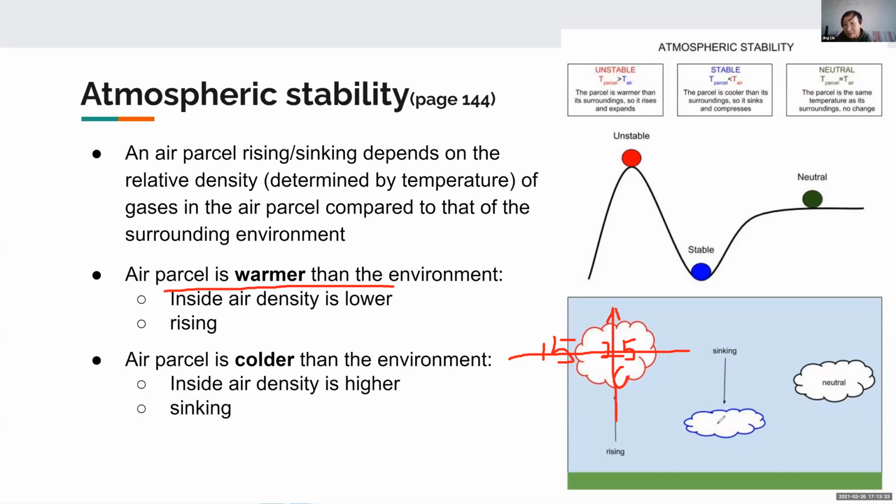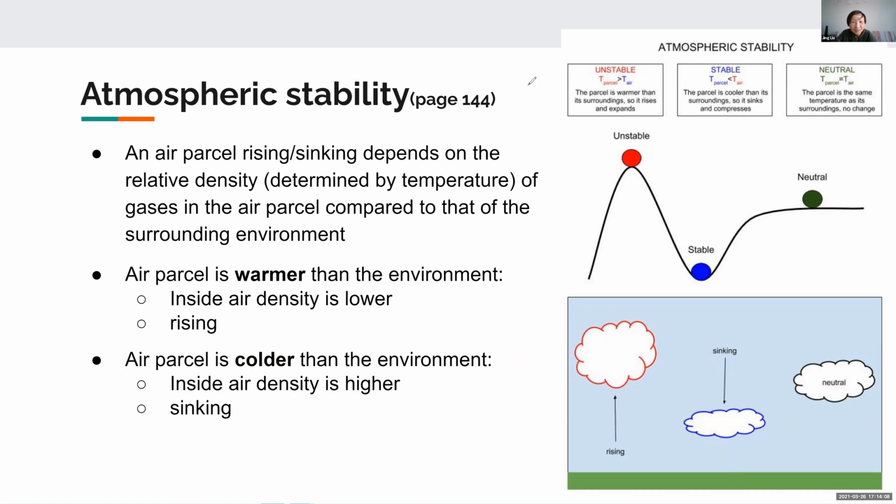But if inside the temperature is cooler than the environment, same level, say this one is 10 degrees Celsius, outside is, I don't know, 25, 20, okay. So you can see this air is very cold inside, it's denser, right? So it's going down, so that is stable. If they have the same temperature, your air will stay there in a neutral status. Okay, so very, very simple.